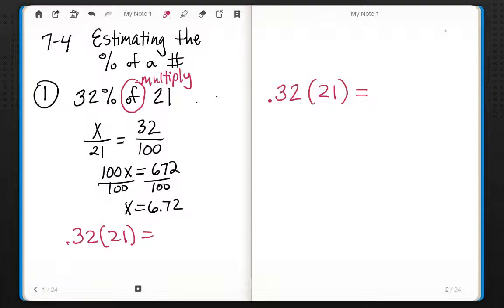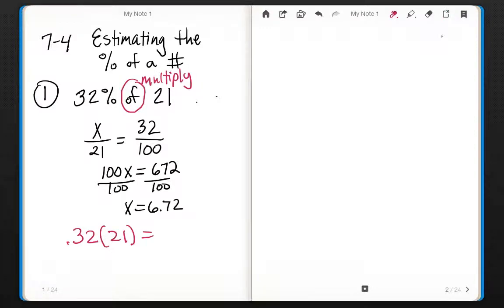Okay, so if you have a problem that's just percent of a number, you're welcome to go ahead and just do the percent times the number, but you have to make sure you change the percent either to a fraction or decimal first. We don't multiply in its percent form. So when we're estimating percents of a number, let's just do this percent times the number, but let's estimate. What does estimating mean?